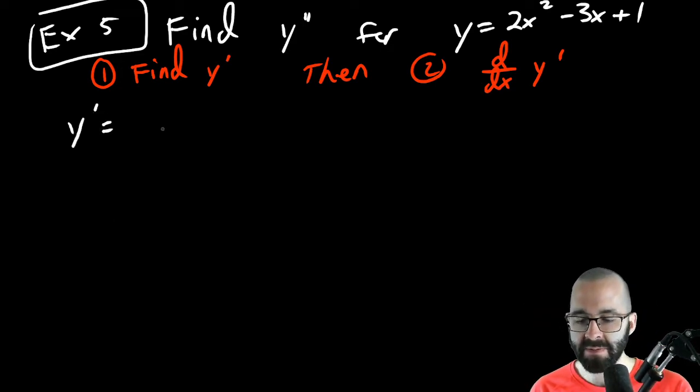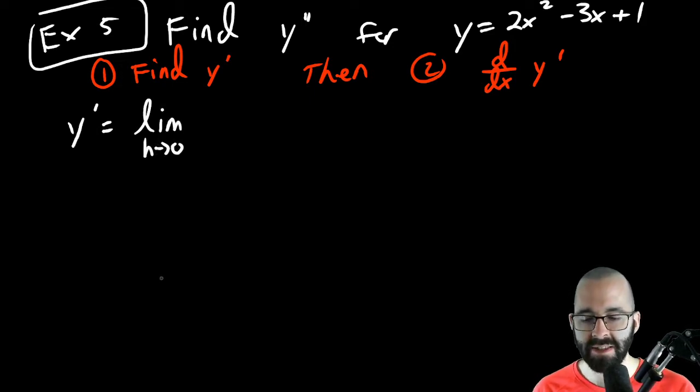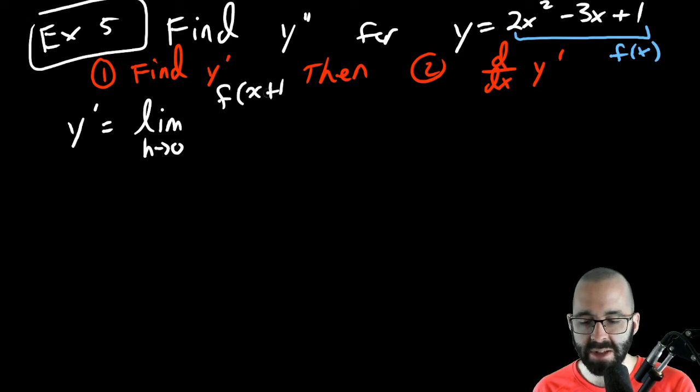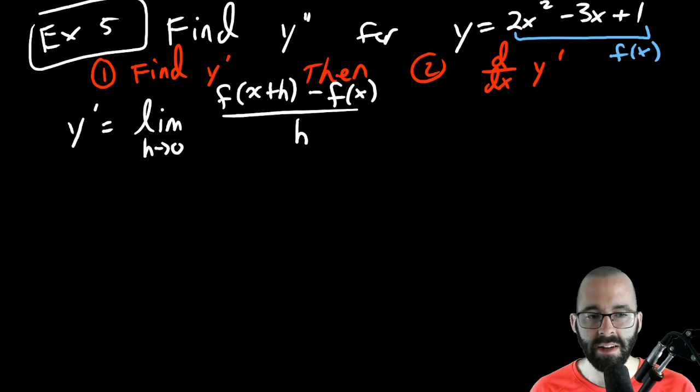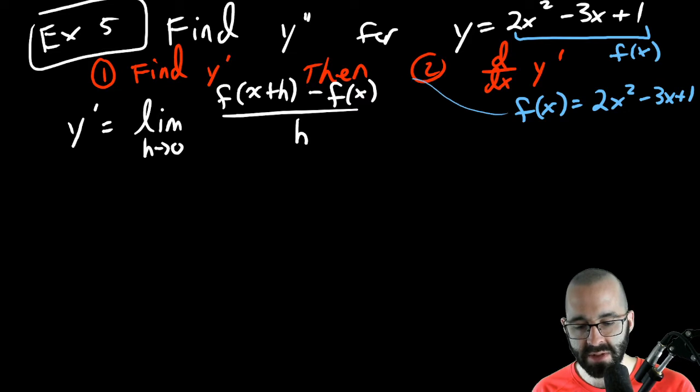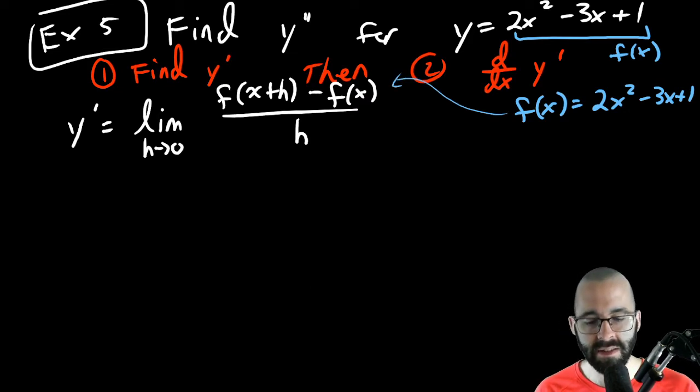So y prime is the limit as h goes to 0. Let's also call this f of x, just to make the notation a little easier, of f of x plus h minus f of x all over h. And again, we know that f of x equals 2x squared minus 3x plus 1. So we'll substitute that in right here.